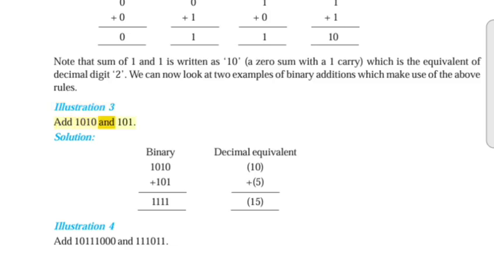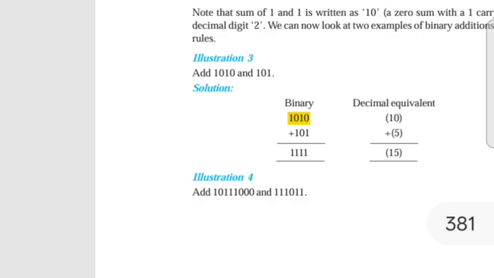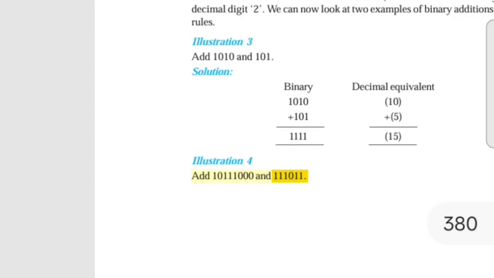Illustration 3. Add 1010 and 101. Solution. Binary, decimal equivalent: 1010 plus 101 equals 1111; 10 plus 5 equals 15. Illustration 4. Add 10111000 and 111011.